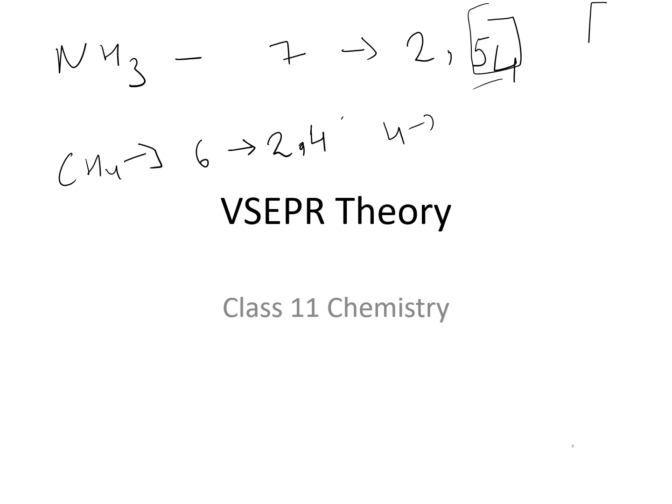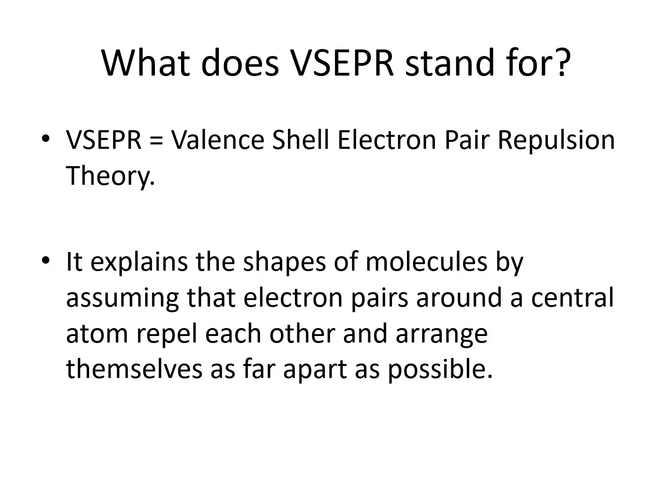Okay, now class, you will tell me how many valence shell electrons are present in the oxygen atom. Okay, first tell me the atomic number of oxygen. The atomic number of oxygen is 8 and there are 6 valence shell electrons present in the oxygen atom. Okay, let's move to the VSEPR theory.